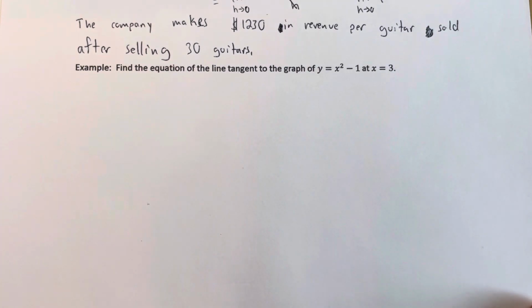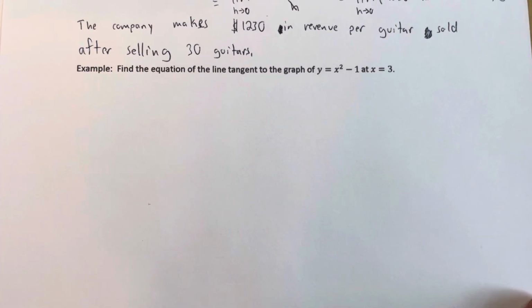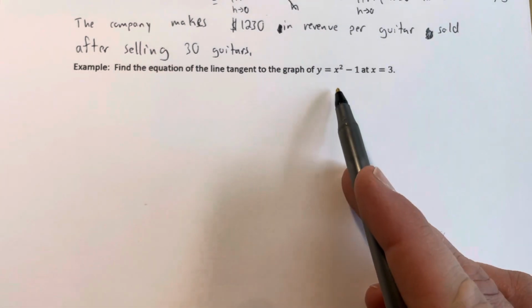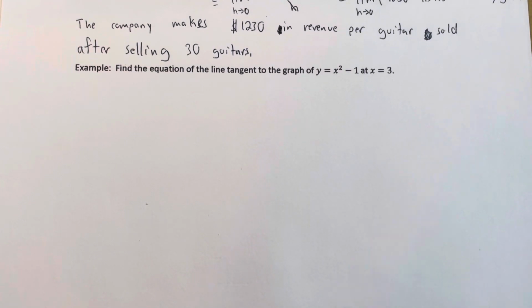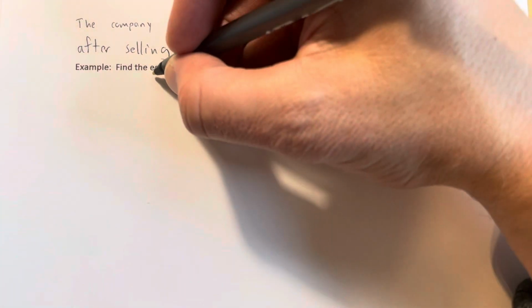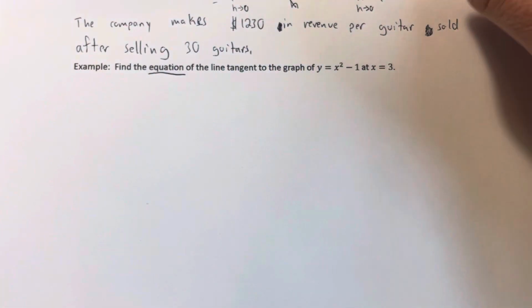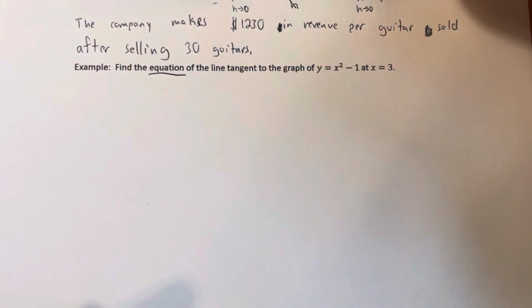This time I want to find the equation of the line tangent to the graph of y equals x squared minus 1 at x equals 3. At first glance, this might feel exactly like the types of problems we've been doing up until this point. And it will start out that way. But notice the change in the way this was written. It does not say find the slope of the line tangent to the graph. It says find the equation of the line. We do need to find the slope of the line as a part of that equation, but that's not the whole picture.